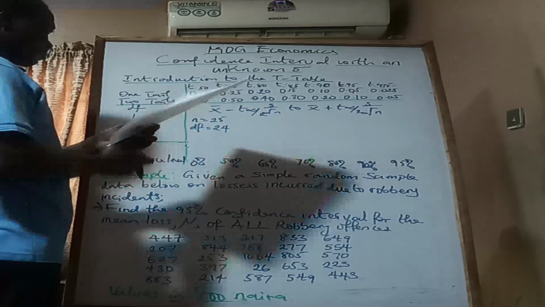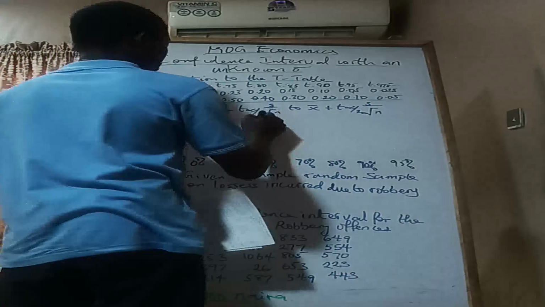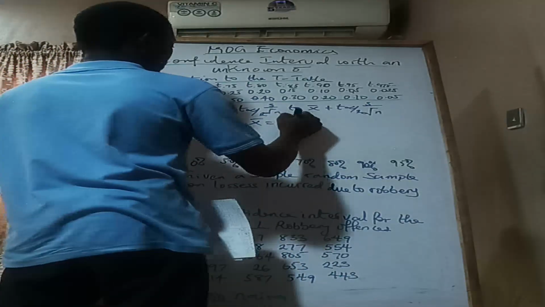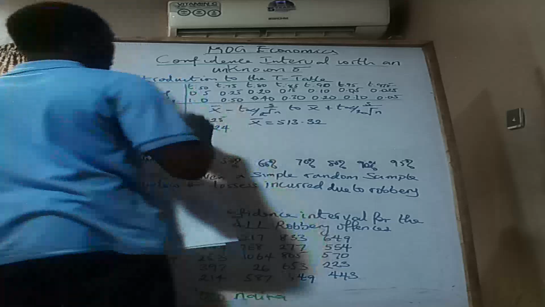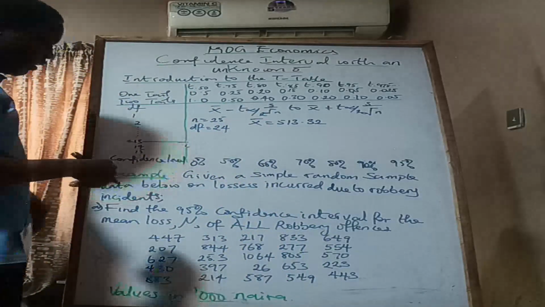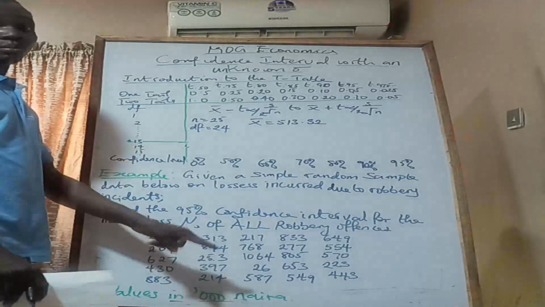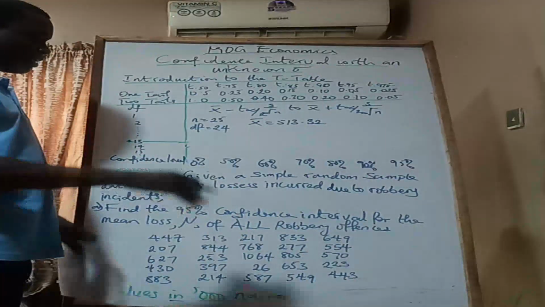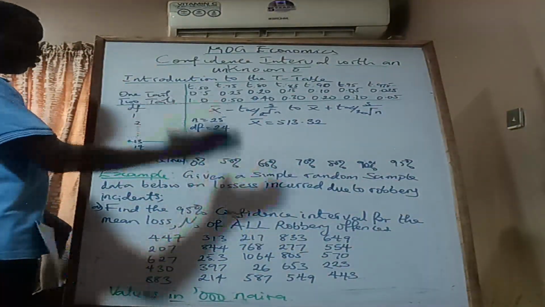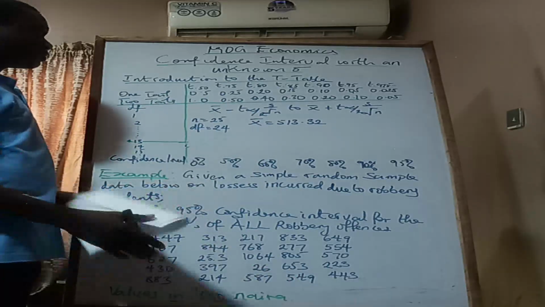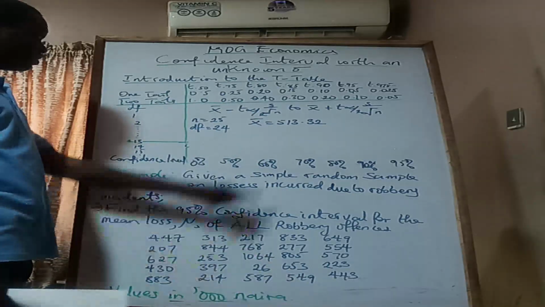513.32. So x bar is 513.32. Now the headache here is that apart from getting your x bar, you would also go and look for your standard deviation by yourself. We are looking at the t table. We use it when we don't have a population standard deviation. So we are using the sample standard deviation, this s.